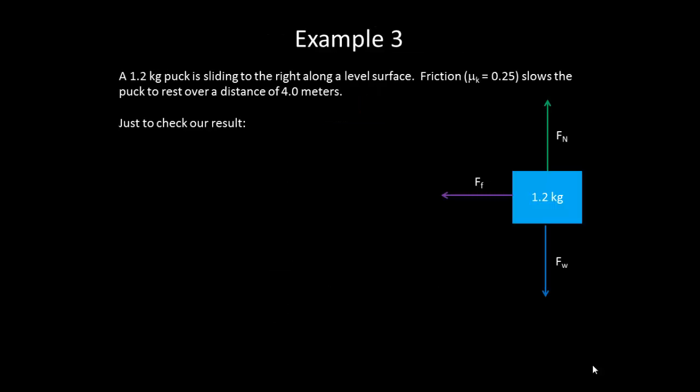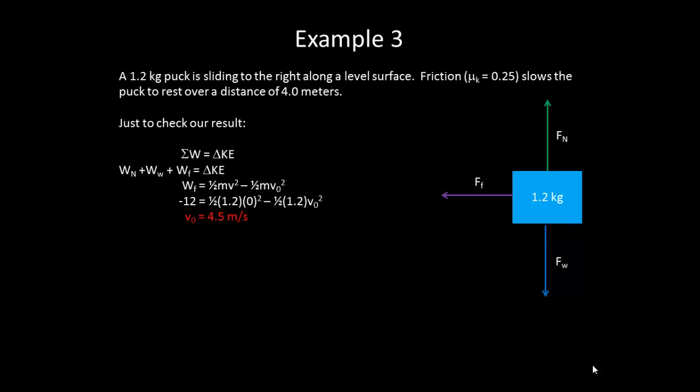Let's go back and check this idea of the work energy theorem to make sure it actually works. So we had said that the total work done should be equal to the change in kinetic energy. So if we take the work due to the normal force plus the work due to the weight plus the work due to friction, it should be equal to this change in kinetic energy. We had negative 12 joules. We plug in that our final velocity should be 0, and we solve and we get that the initial velocity was 4.5 meters per second, just as we had already solved using kinematic equations and forces.